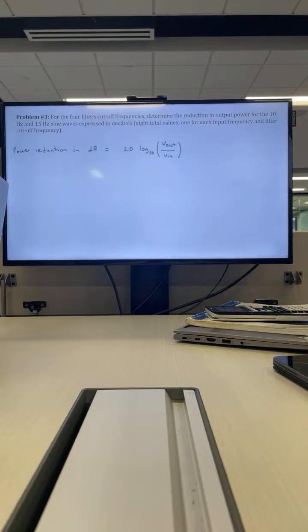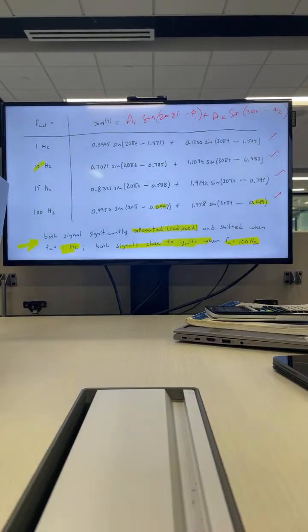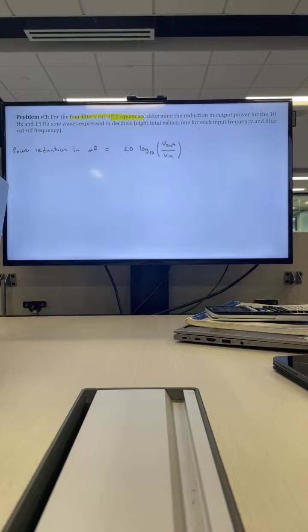Now, based on these same frequencies, the four filters with the cutoff frequencies of 1, 10, 15, and 100 hertz, determine the reduction in the output power of the 10 and 15 hertz components. You know the power reduction is given in decibels by 20 log V out by V in. So for the 10 and 15, you can get the power reductions.